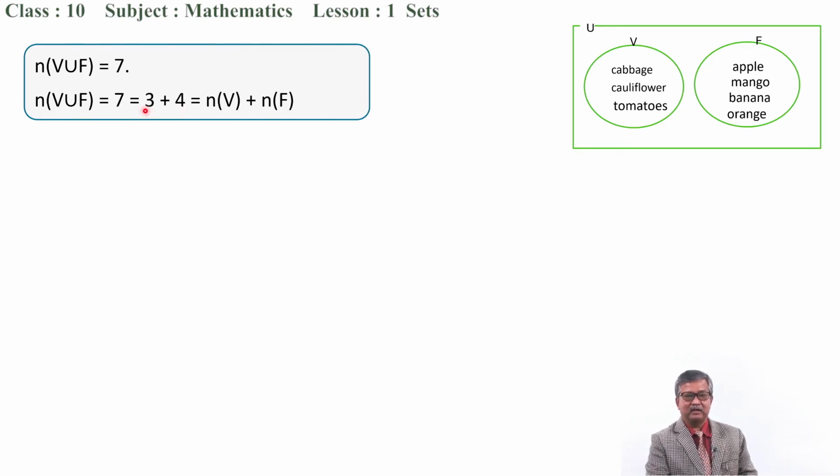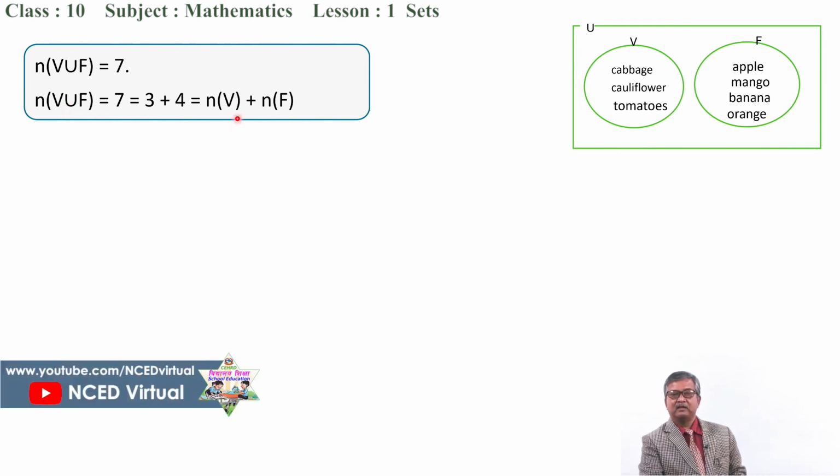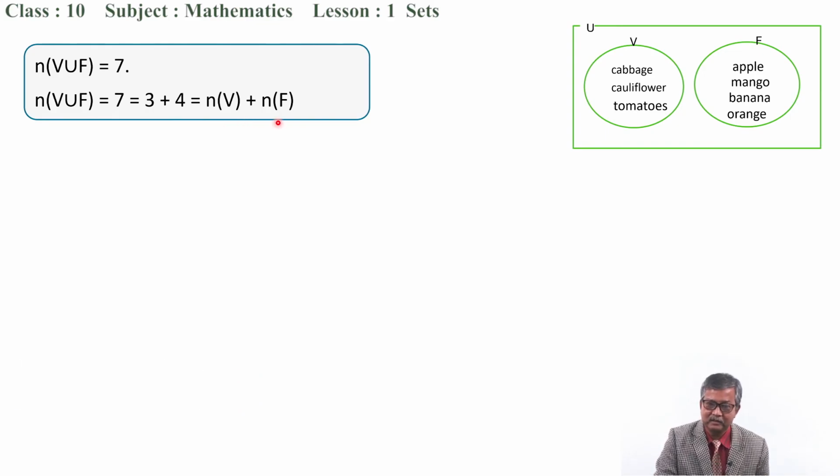And 3 is what? The cardinality of set V, that's why n(V), and 4 is the cardinality of set F, that is denoted by n(F). So from this, what do you say? The cardinality of the union of two disjoint sets is equal to the sum of the cardinalities of the two sets. Okay, it's clear now, yeah?